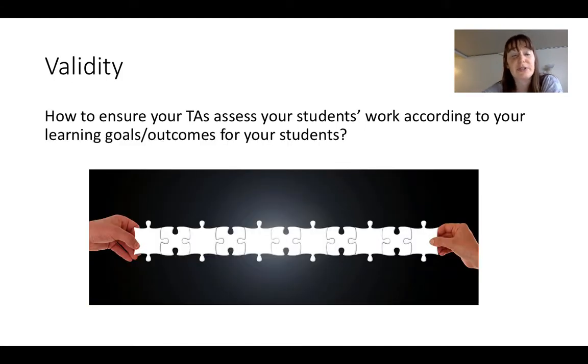The other thing that's really important is to ensure that your TAs are assessing your students' work according to your learning goals and outcomes for your students. So the first thing to do, of course, is to talk to your TAs about the assignments, what you're looking for in the assignments. But also, it's helpful to get feedback from your TAs. So give them the assignment, have them read it, and ask them what they think the students are expected to do to ensure that the assignment is designed according to really what your outcomes are for your students.